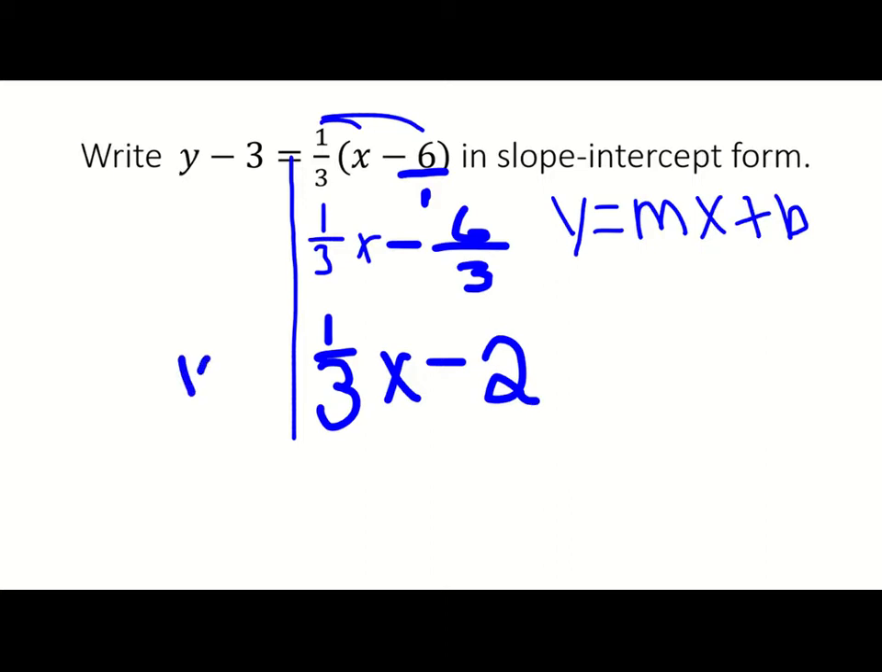I will now drop down the left-hand side, y minus 3. And what I want to do is get the y by itself. So to get rid of the -3, we need to add 3 to both sides.